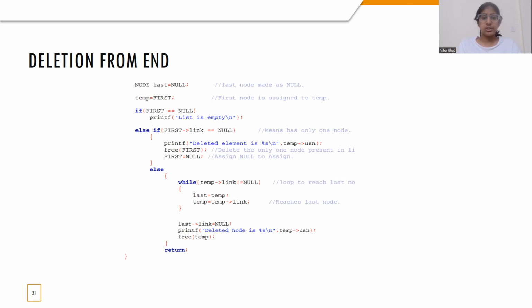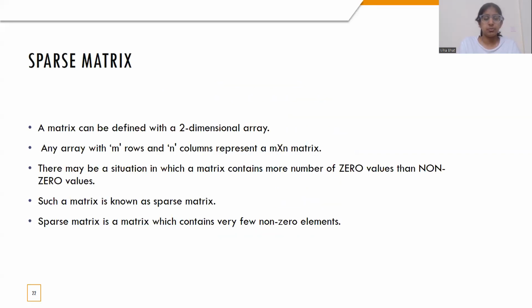If it is, then we delete the element that is in temp pointing to USN. Free the first and first equals to null. If first of link is not pointing to null, then we execute the while loop. Last equals to temp, temp equals to temp pointing to link, last pointing to link equals null, and free of temp.